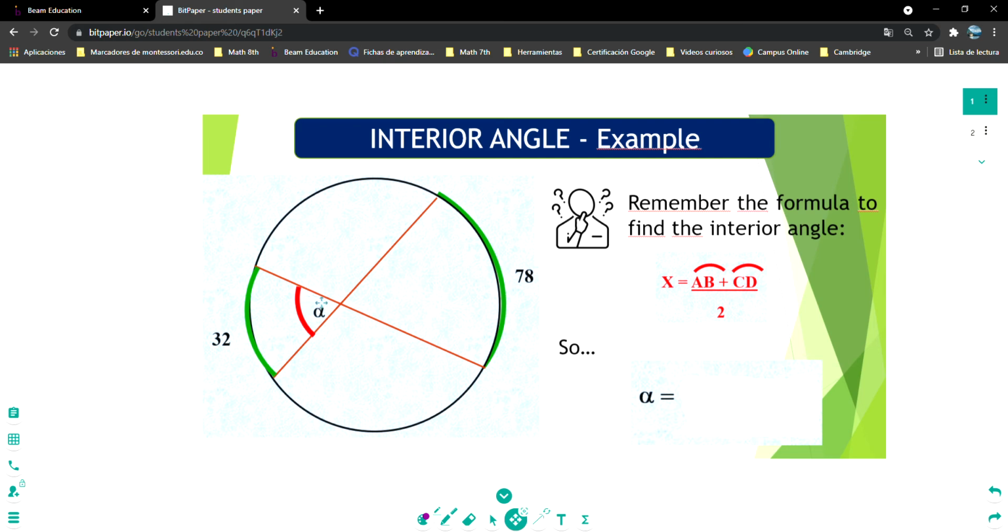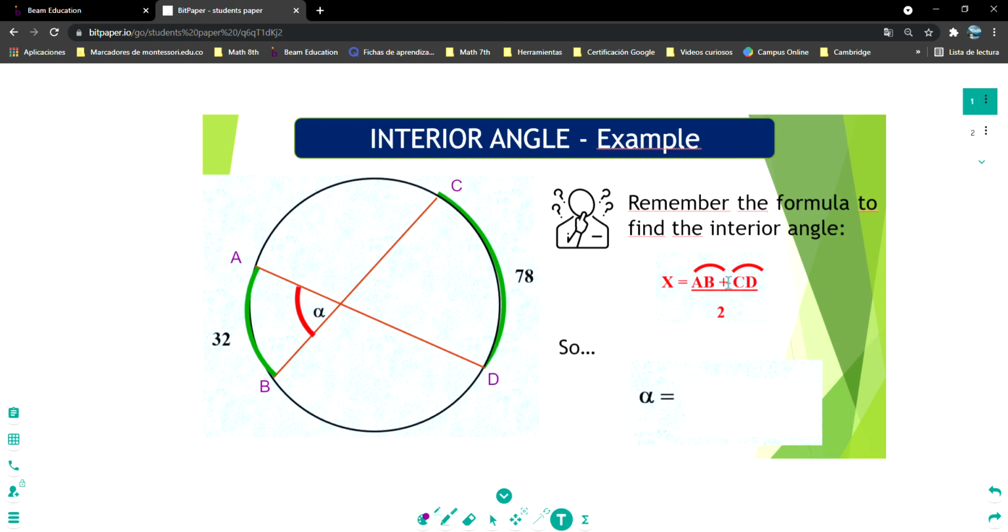Remember the formula to find the interior angle that forms two arcs, in this case 32 degrees and 78 degrees. We can use this equation. Let's say that this is the arc AB, and we can call the second arc CD. This is the arc CD.